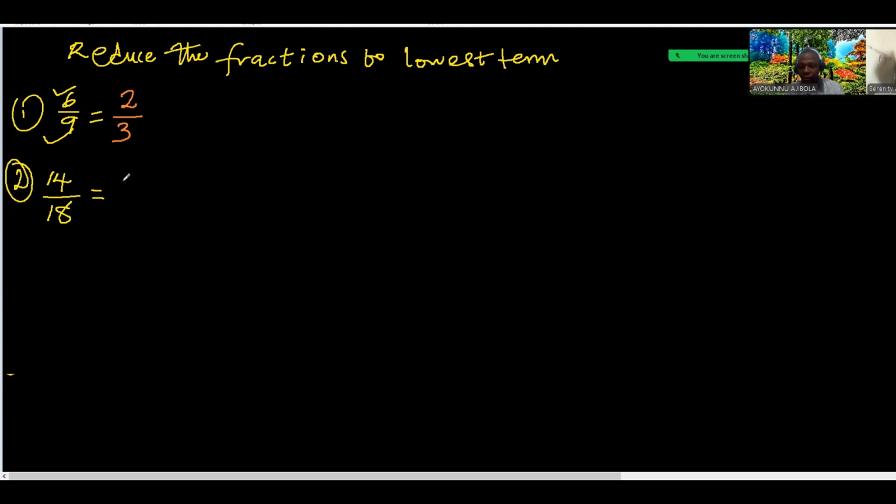I'm not sure. Okay. Let's check 2. Can 2 divide both of them? 2 times what will give me 14, and 2 times what will give me 18? If it's possible, then 2 can divide them. So how many 2 is in 14? That should be 7, because 2 times 7 is 14.